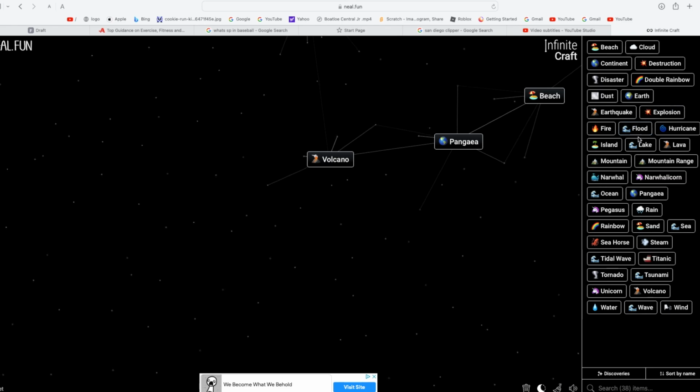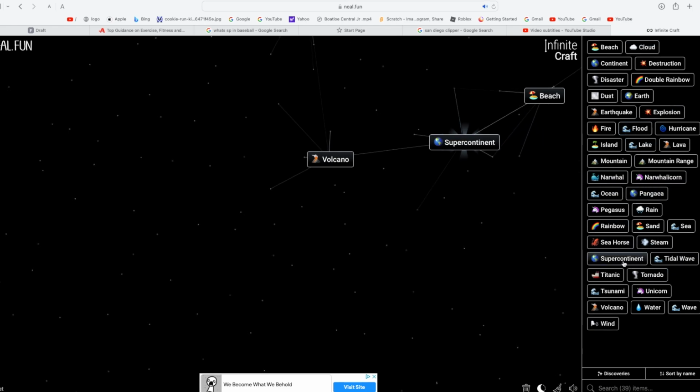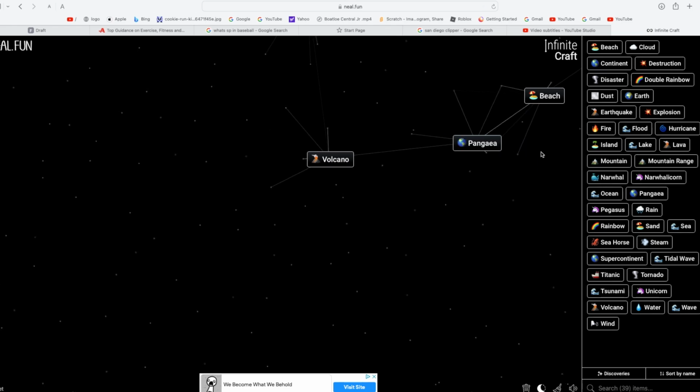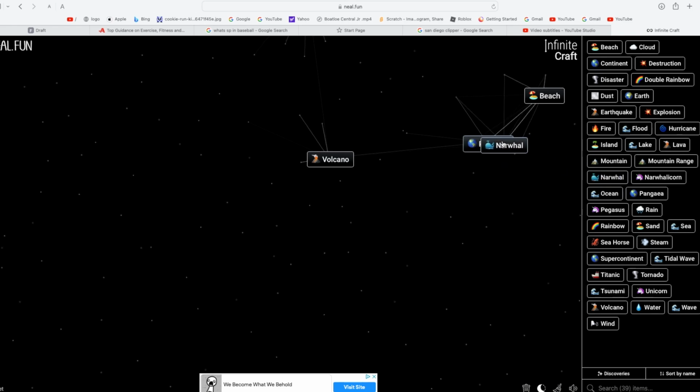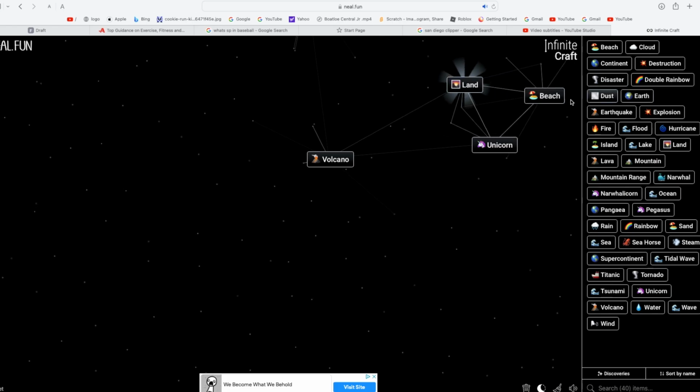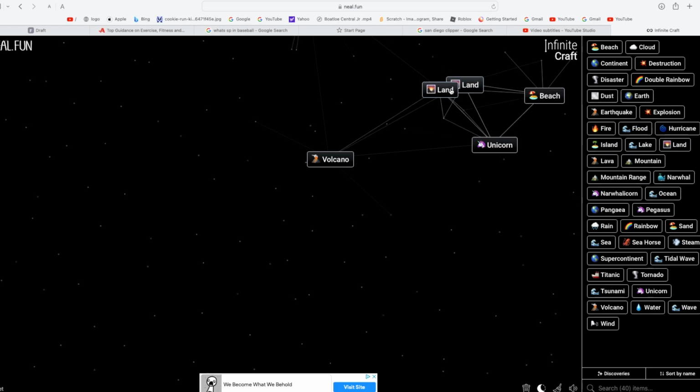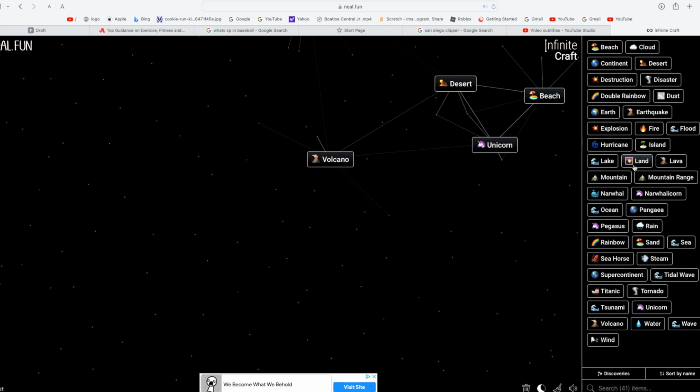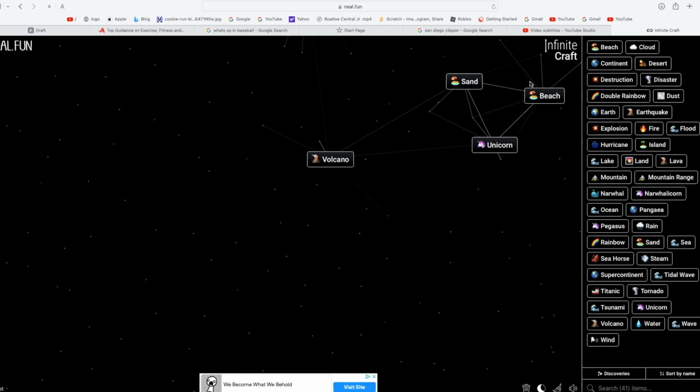Pangaea plus Pangaea equals supercontinent. Supercontinent plus supercontinent equals Pangaea. Continent plus Pangaea equals Pangaea. Narwhal plus Pangaea equals unicorn. Why does everything equal unicorn in the app? Continent plus earth equals land. Land plus land equals desert. Desert plus desert equals sand.